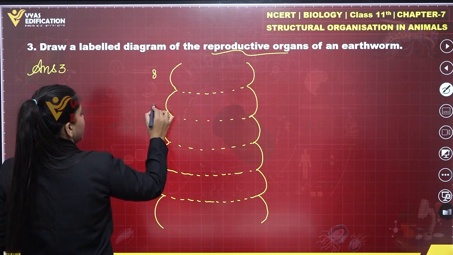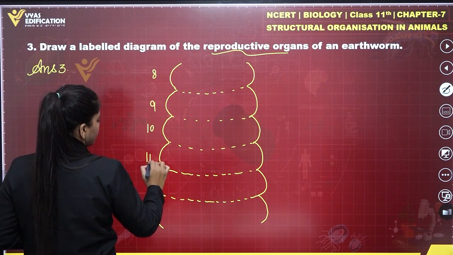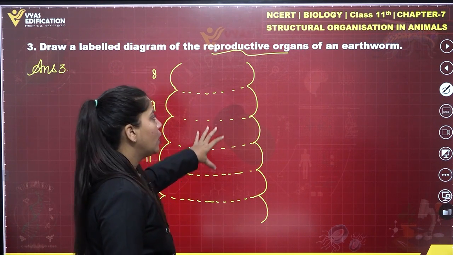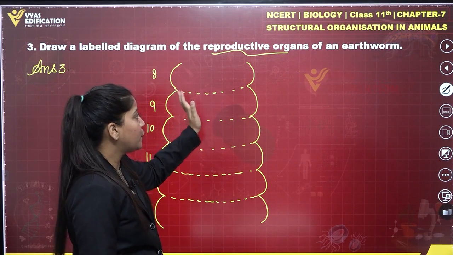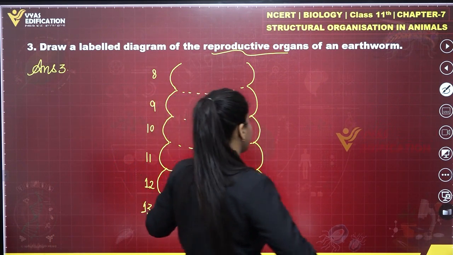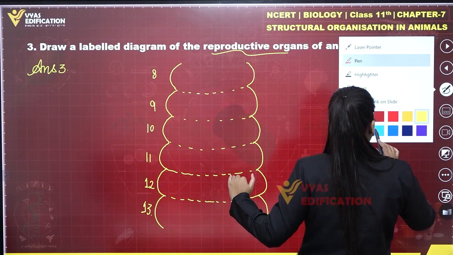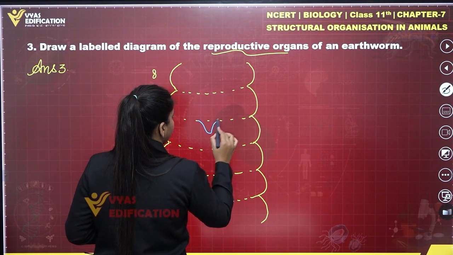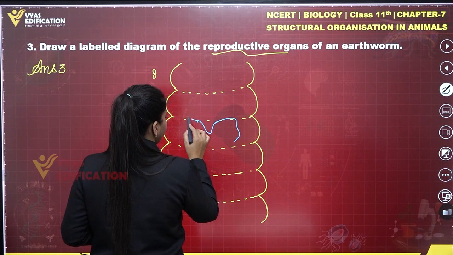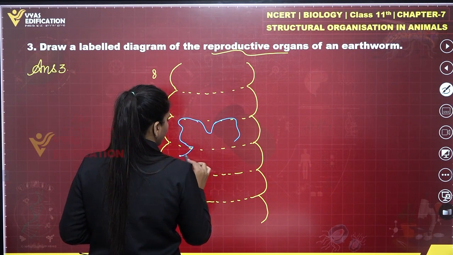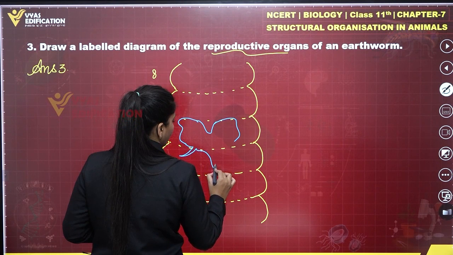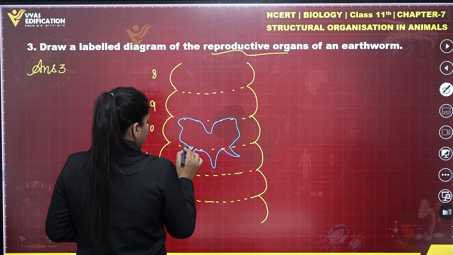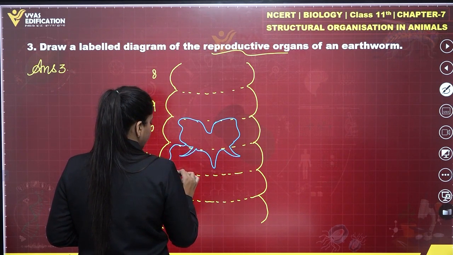Now this is the 8th segment, this is the 9th, this is the 10th, this is the 11th, 12th and 13th segment, right? Now we are going to draw the reproductive organs of the earthworm in this. The reproductive organs of the earthworm will start from the 10th segment, like here. Now the next one, here we are going to make it like this.